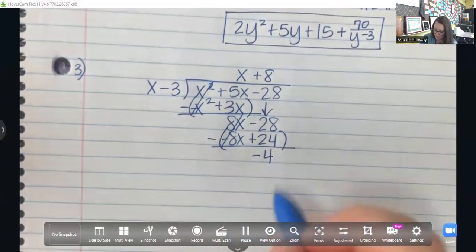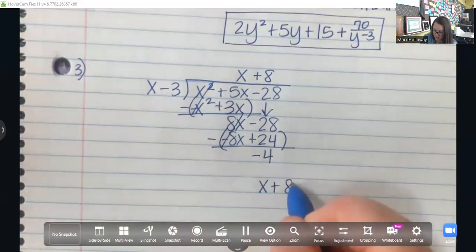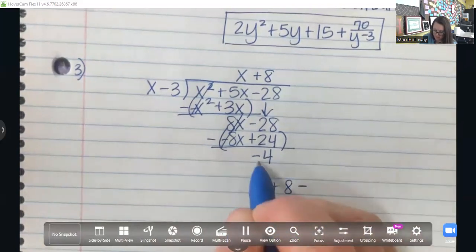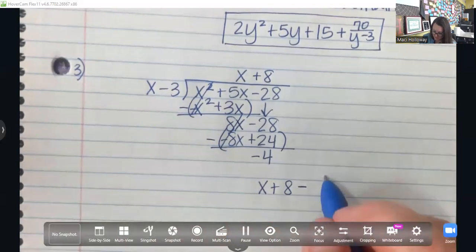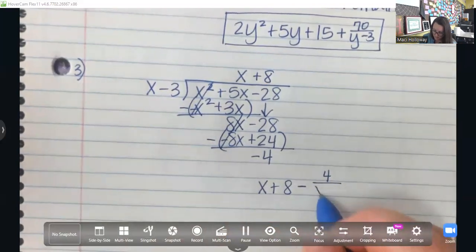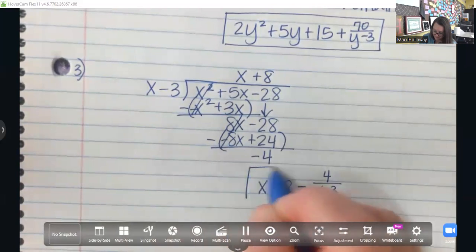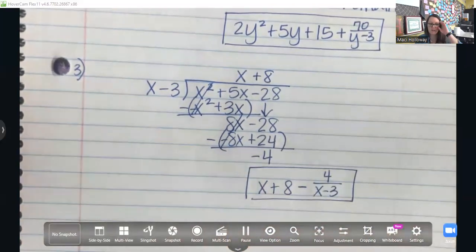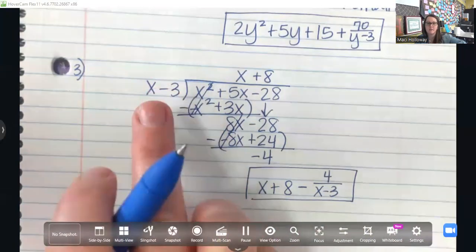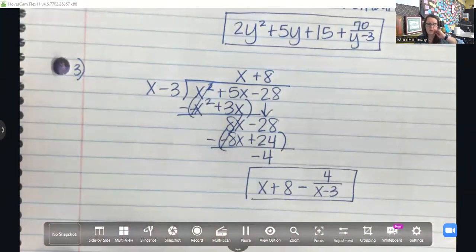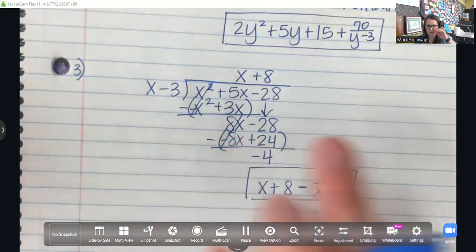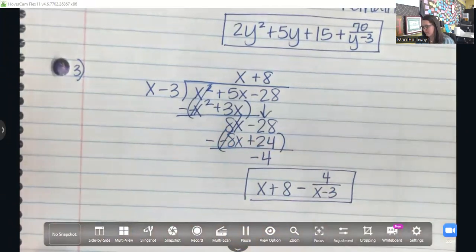So our answer for this one is going to be x plus 8 minus, because we have a negative, you can say plus a negative as well, 4 over x minus 3. So that's our answer. So notice that x minus 3 is also not a factor of x squared plus 5x minus 28. So that's going to be your answer for number 3.